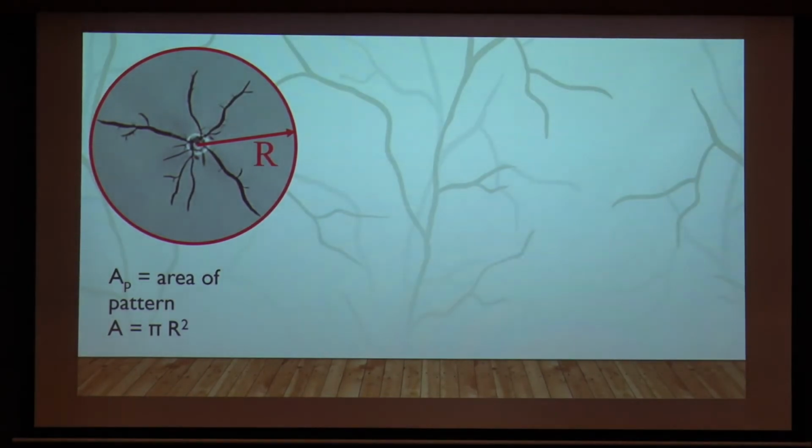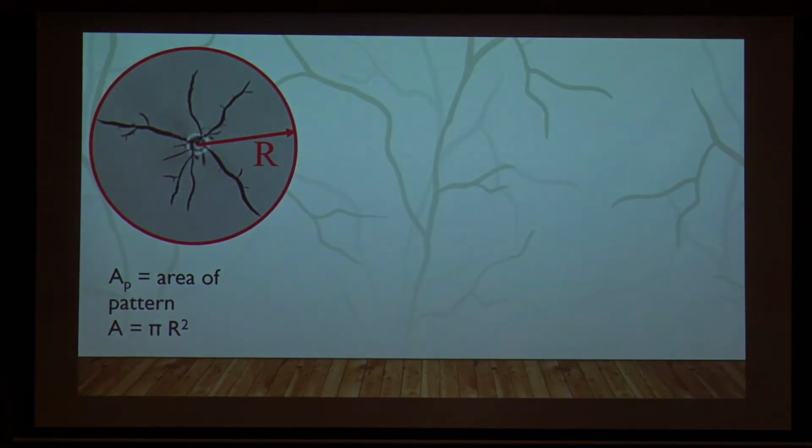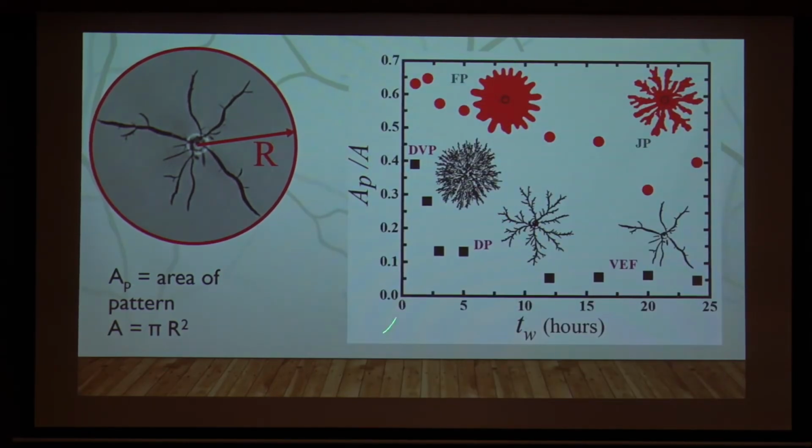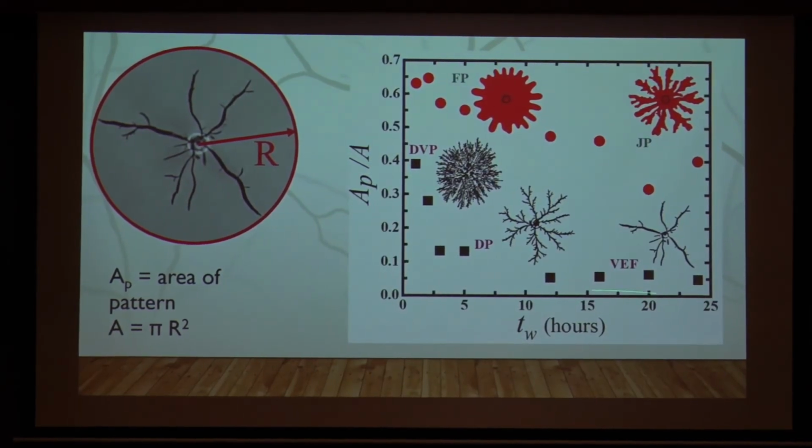So it's a fully developed pattern. It's at the later stage, so it's not at the onset. It's a fully developed pattern. So by just using the areal ratio, we are quantifying these patterns. Okay, so here is this ratio versus the waiting time.